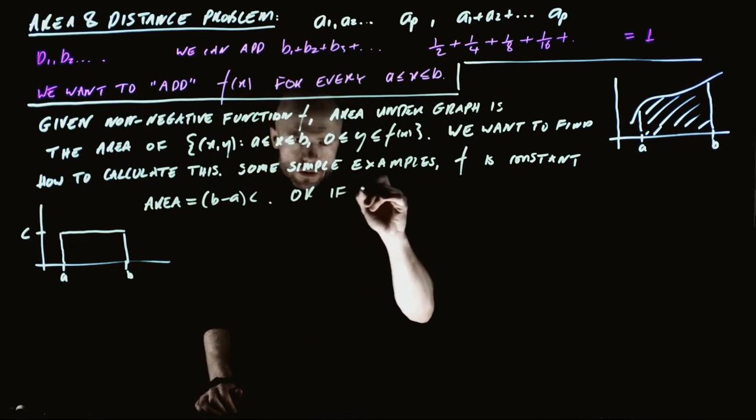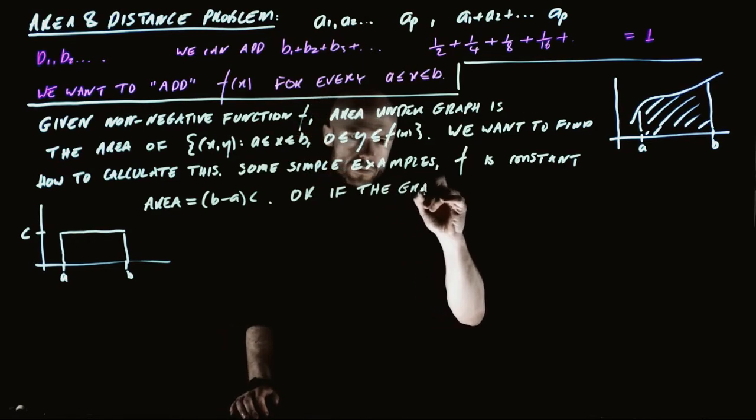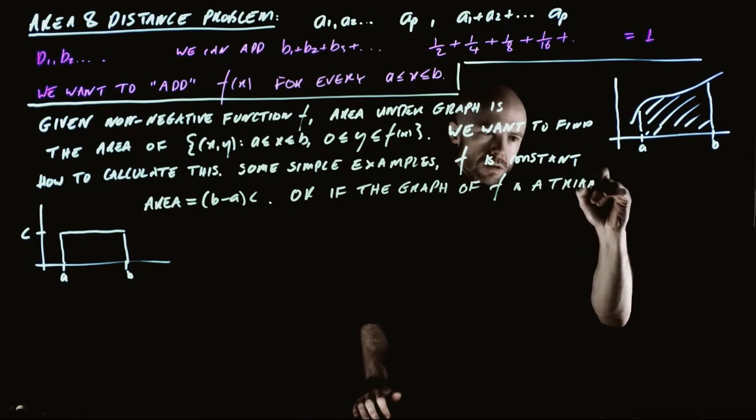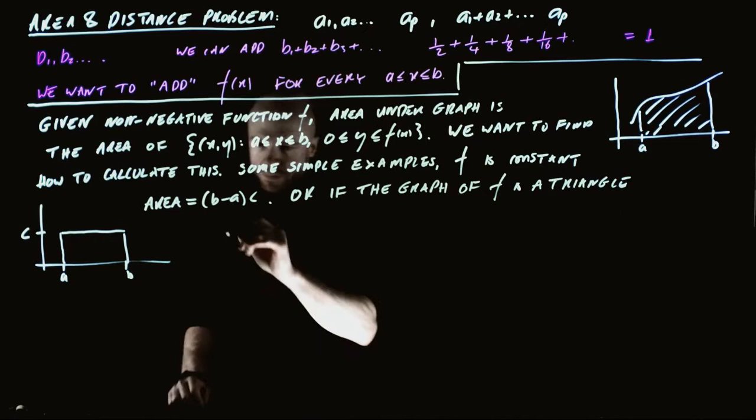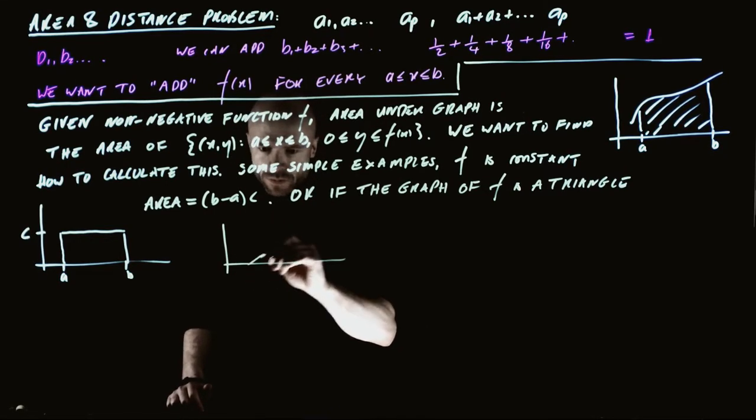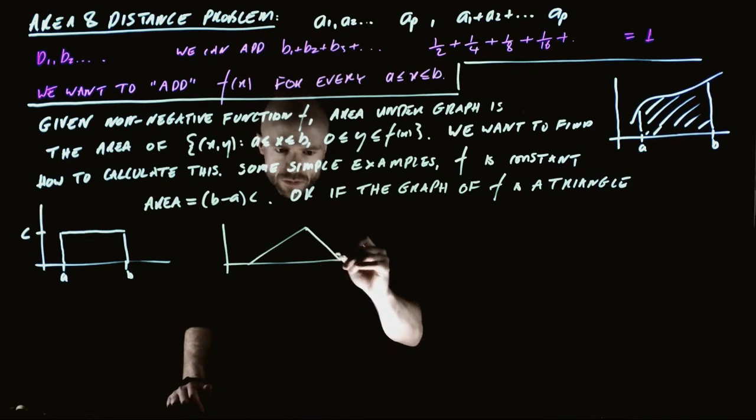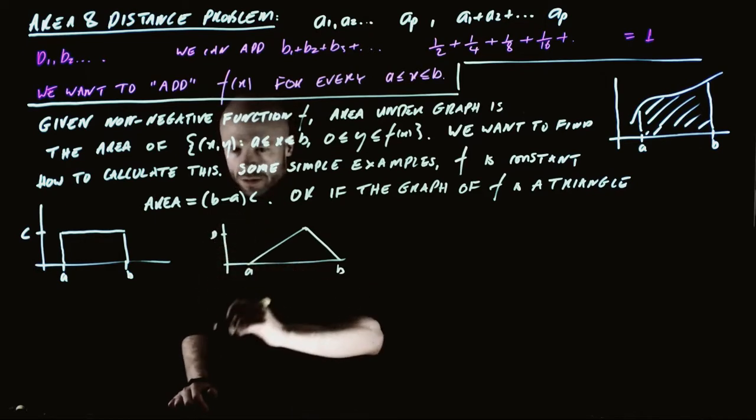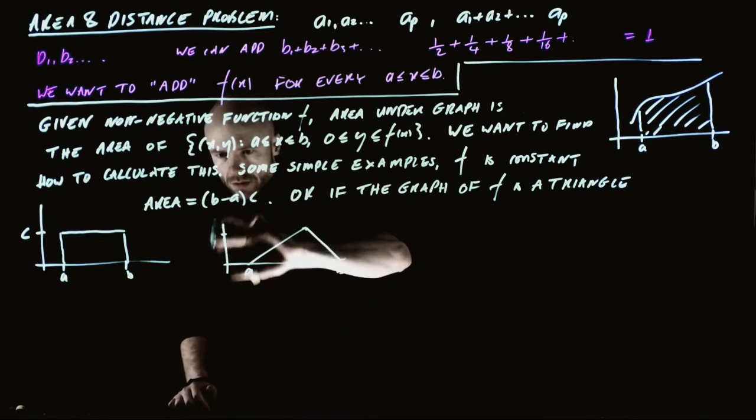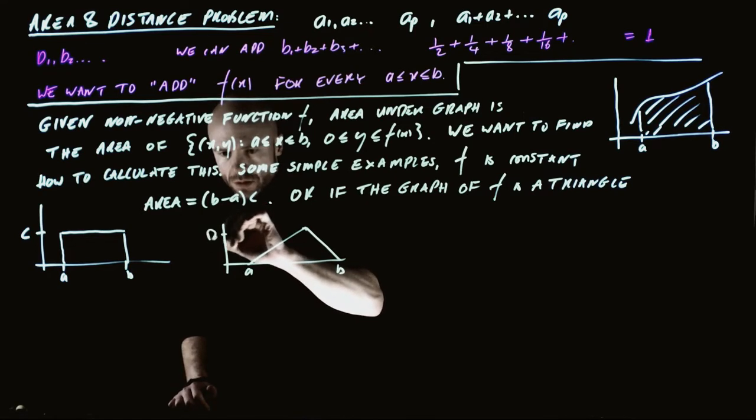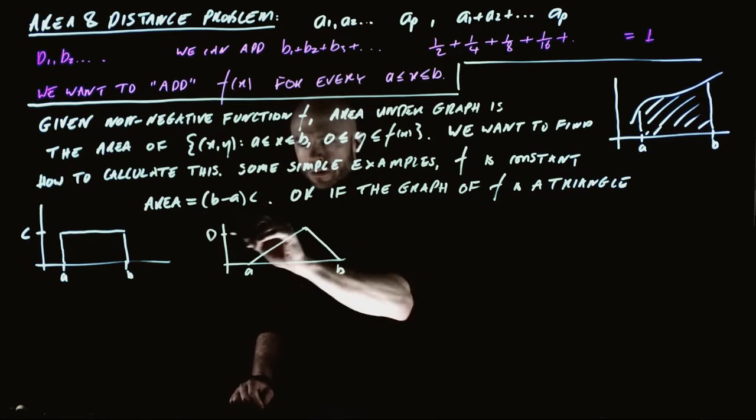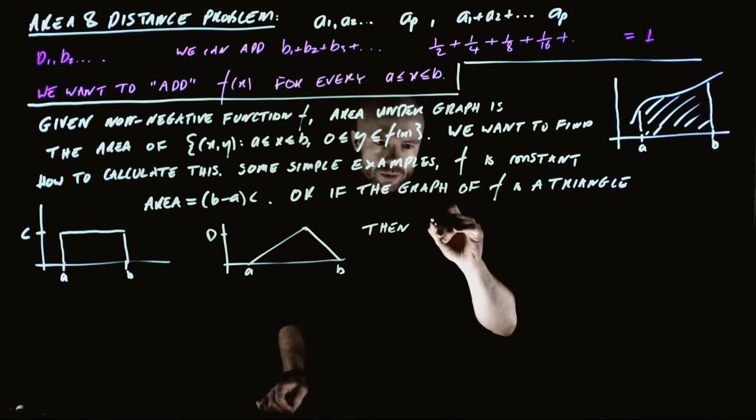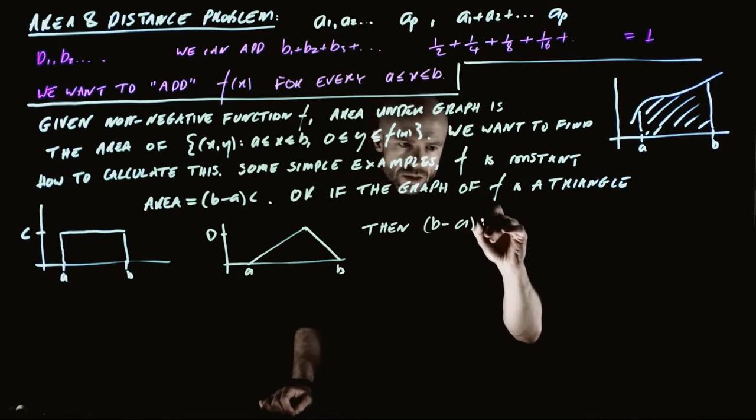Well, if the graph of f is a triangle, from a to b, and suppose the height is d. Let's make that d clearer. D, yeah. Then it is not hard, right? Because it's going to be b minus a times d over 2.